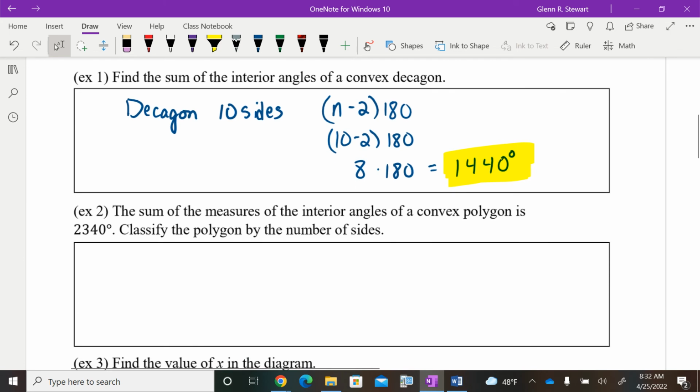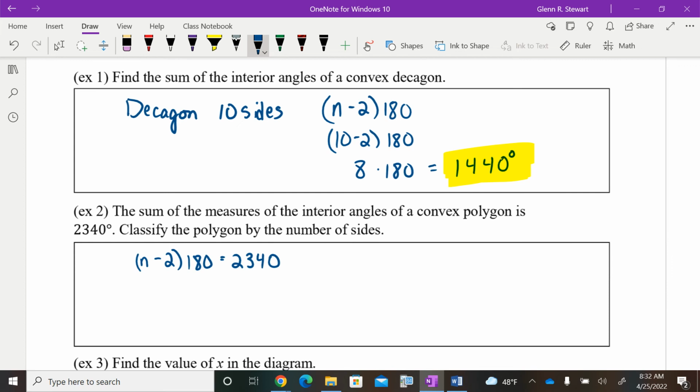Example number 2, the sum of the measures of the interior angles of a convex polygon is 2,340. Classify the polygon by the number of sides. So before, we used n minus 2 times 180 in order to find the degrees. Here, it actually gives us the degree measure, so we need to find the sides. So I'm going to set up my equation, n minus 2 times 180, and set it equal to 2,340.